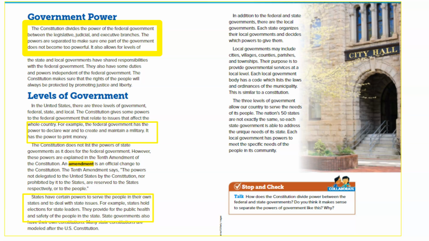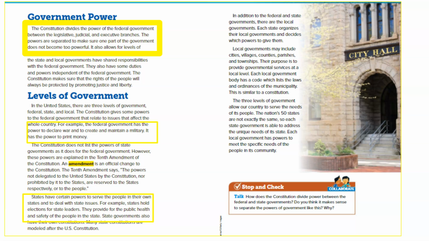One thing to note here is that states have powers to serve the people in their own states. People in New Jersey have different needs than people in, let's say, California, or Kansas, or even New York. So having our own constitution and our own set of laws allow us to meet our own needs.